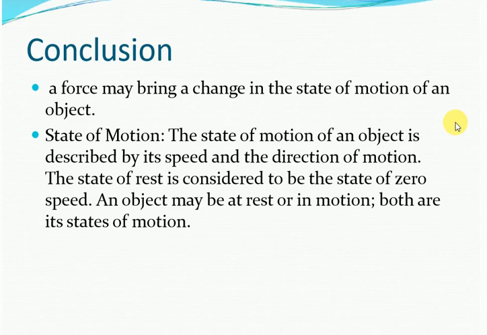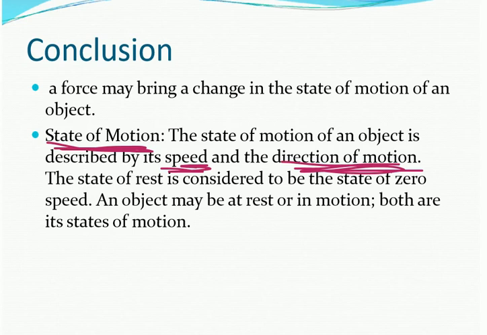Now what is the state of motion? Let us understand. The state of motion of an object is described by its speed. See, how do you describe the state of motion? First is speed, what is the speed? And the direction of motion, in which direction it is moving. So there are two things which need to be considered while describing the state of motion of an object. First one is speed, the speed at which it is moving, and in which direction it is moving.